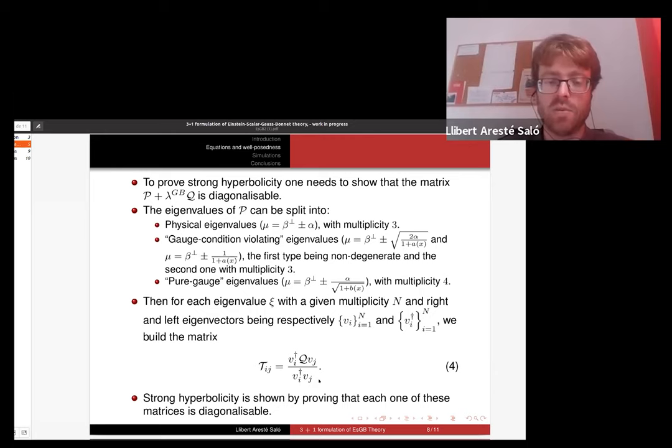And this is exactly what can be done and has been done for the ESGB problem in the 3 plus 1 formulation.